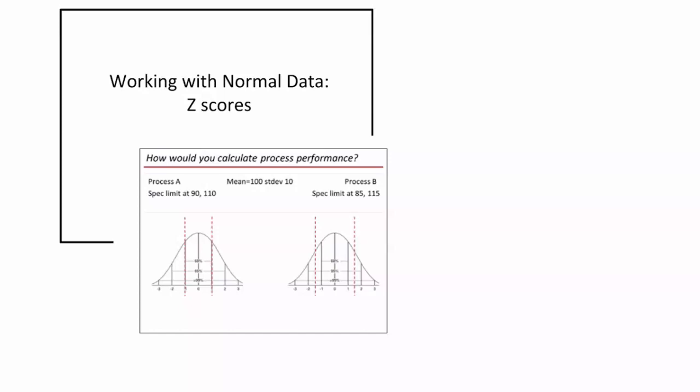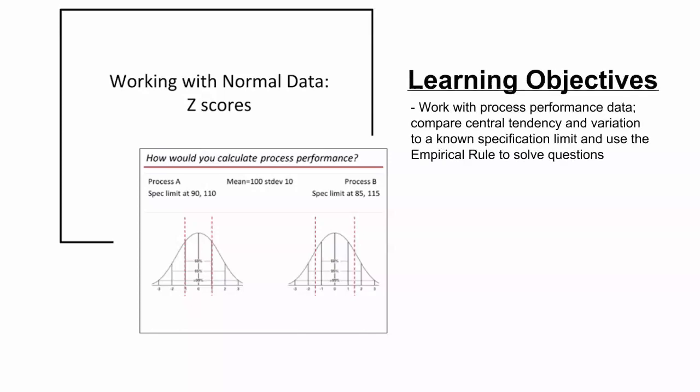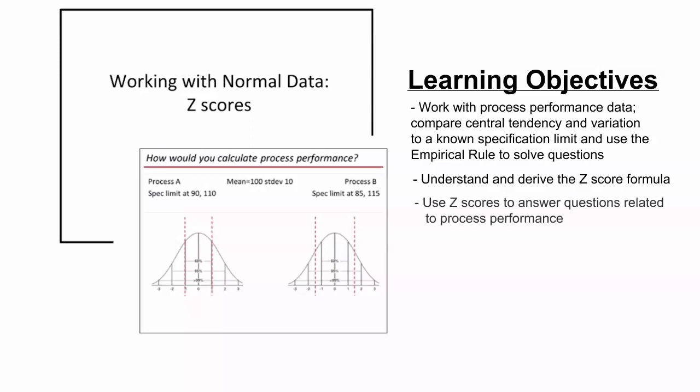In this video, we're going to take a look at analyzing process performance data and using z-scores to help us with that analysis. The specific learning objectives will be to understand process performance in relation to a specification limit or a customer need or a point of inspection. We'll take a look at how the z-score formula is derived and then can be used on process performance data. And then we'll use the z-score formula to help us better understand the population data that we work with.